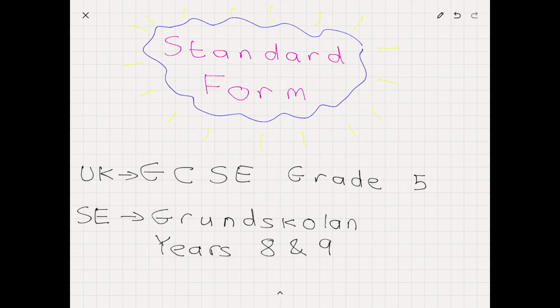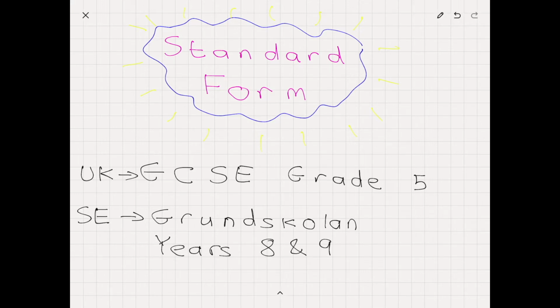Today we are going to be looking at a thing called standard form. This is what it's known as in the UK. However, you may also see it in the United States. It is also known as scientific notation, and in Sweden we usually know it as Grundpotensform.